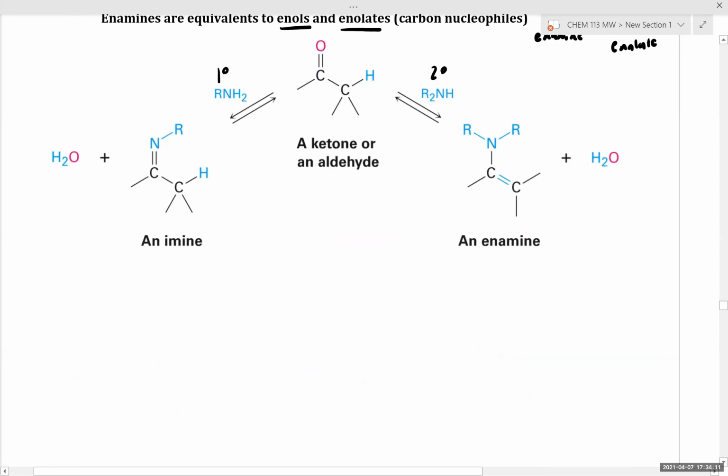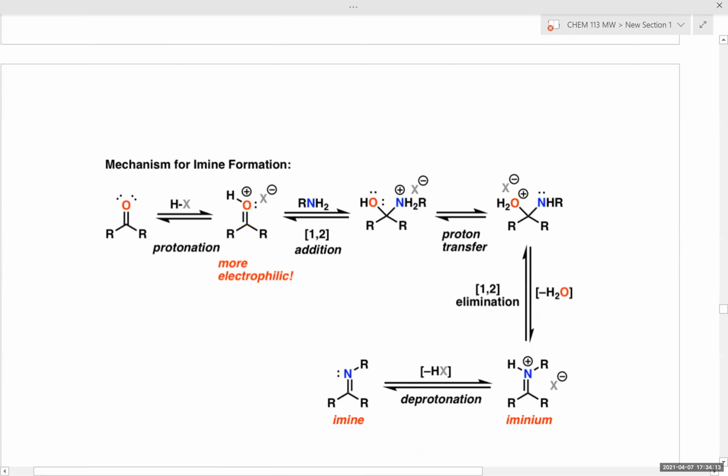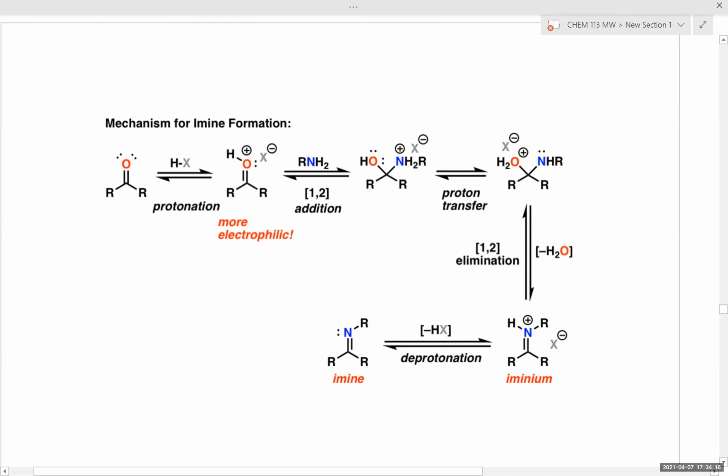Perfect. So let's talk a little bit about the mechanism for how imines are formed. In the first step, under mildly acidic conditions, though not too large of an excess of acid because our amine needs to be the free amine in order to be sufficiently nucleophilic, our first step is our acid catalyst. So our acid is catalytic. It's going to protonate our carbonyl oxygen. This activates our carbonyl and makes it a much more electrophilic species at the carbonyl carbon.